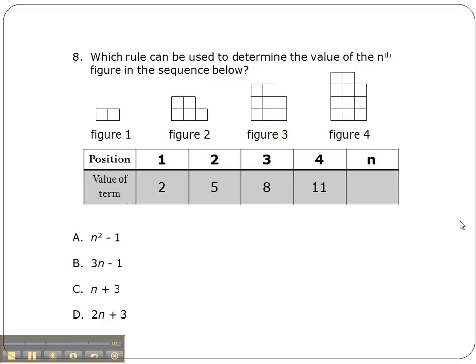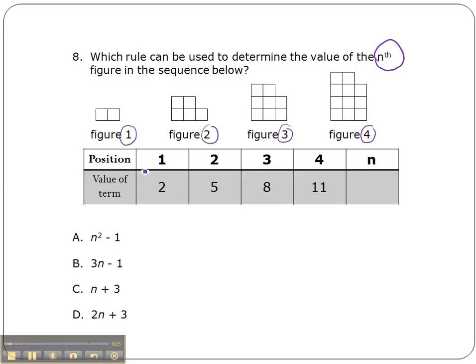Okay, problem 8 on the 6 weeks review asks us which rule can be used to determine the value of the nth figure in the sequence below. By nth figure, they just mean we have figure 1, 2, 3, and 4. If we want to be able to develop a rule that will let us find any figure number for any n, that's the nth figure.